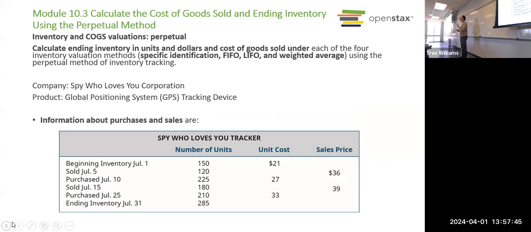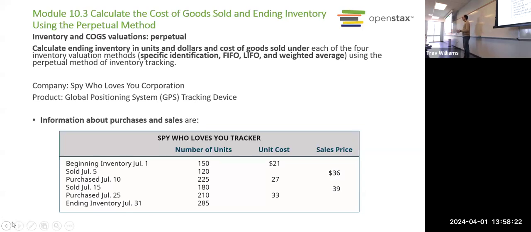What are the 4 different methods that we can use within the periodic approach to calculate the cost of our inventory? What were these 4 methods we just looked at? Danielle? Specific identification, okay. First in, first out. Yep. Last in, first out. Weighted average. Okay, those are the 4 methods, right? Now those 4 methods apply to perpetual as well.